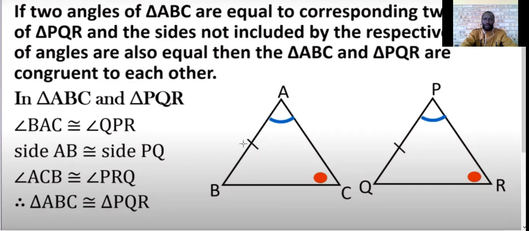Now, we are talking about triangles with three sides. If one of the three sides have got the same length, or they are congruent, and the angles, like in this case, angle at A and angle at P, then also angle at C and angle at R, if those angles are also equal to each other, then we say that this triangle here is congruent to the other triangle.